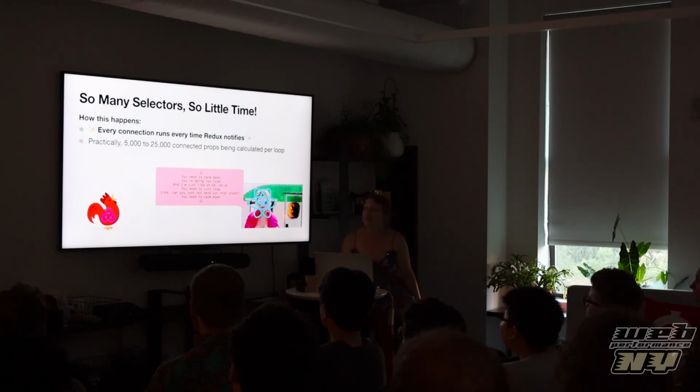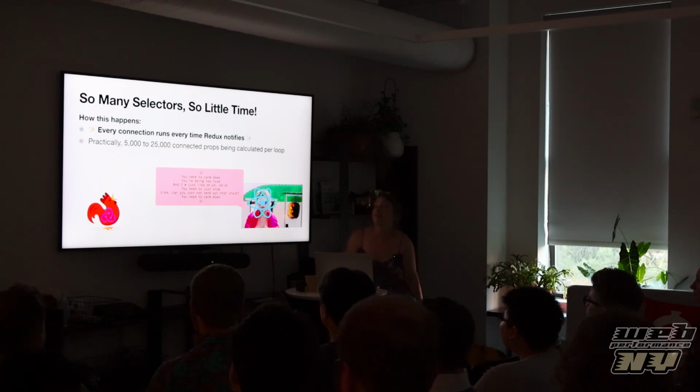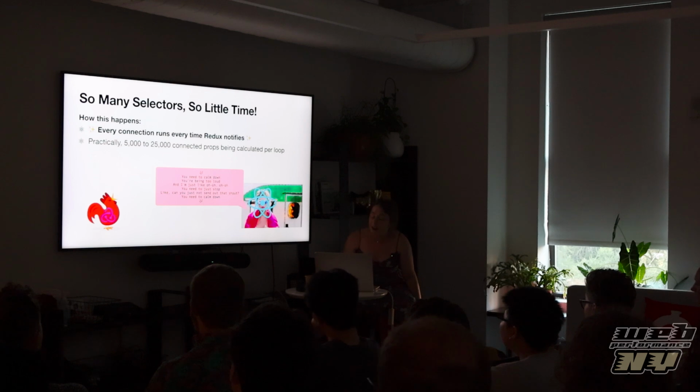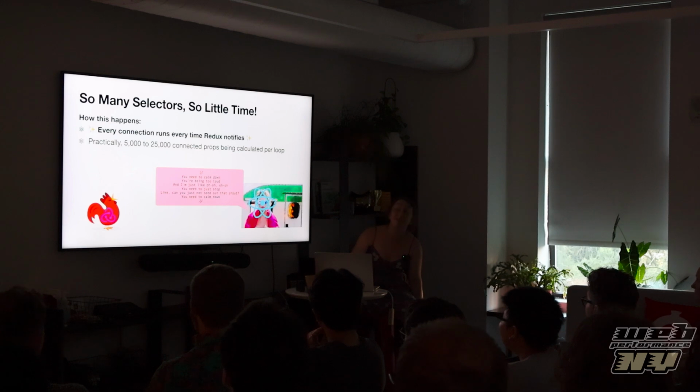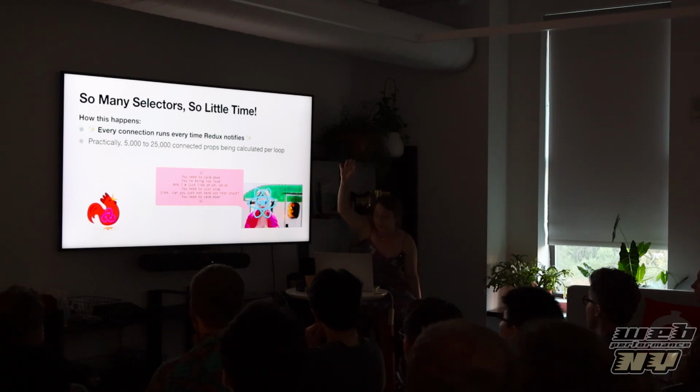So we added some logging, and practically it was 5,000 to 25,000 connected props being calculated per loop, which again, you have 16 milliseconds. But if every check takes 0.01 milliseconds, that's already a long task in this lower bound here. So that's already 50 milliseconds. So we've already way surpassed our budget here.